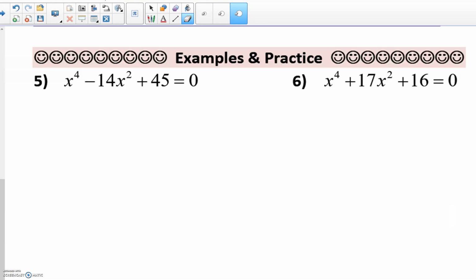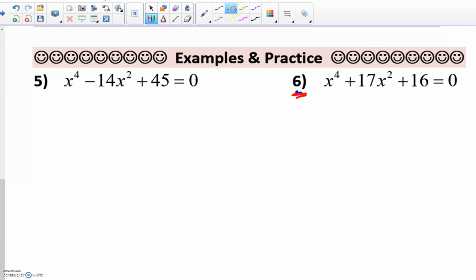All right, so let's work through these trinomials. This first one, number 6, we've got x to the 4th plus 17x squared plus 16. And we've worked these before. It's a trinomial. It's got 1, 2, 3 terms.